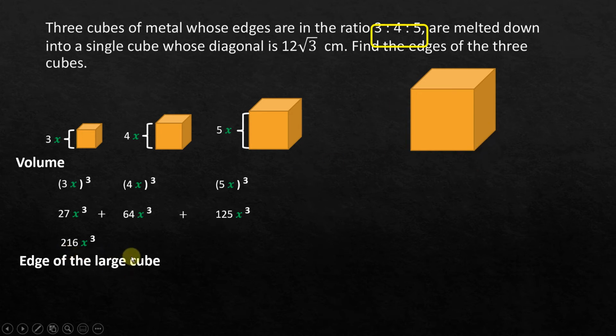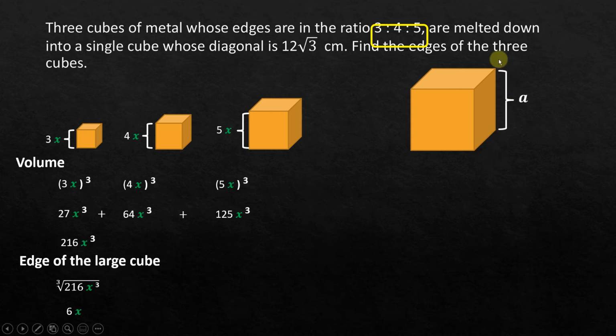So if you want to find the edge of the large cube, it's the inverse of this. That is the cube root of 216 times x cube. Inside, 216 is made up of 6 times 6 times 6, and x cube is made up of x times x times x. When you look at the cube root of this number, for every 3 sixes in terms of multiplication, we can take 1 six outside. So the answer is 6x. So 6x is the value of the edge that is shown here.